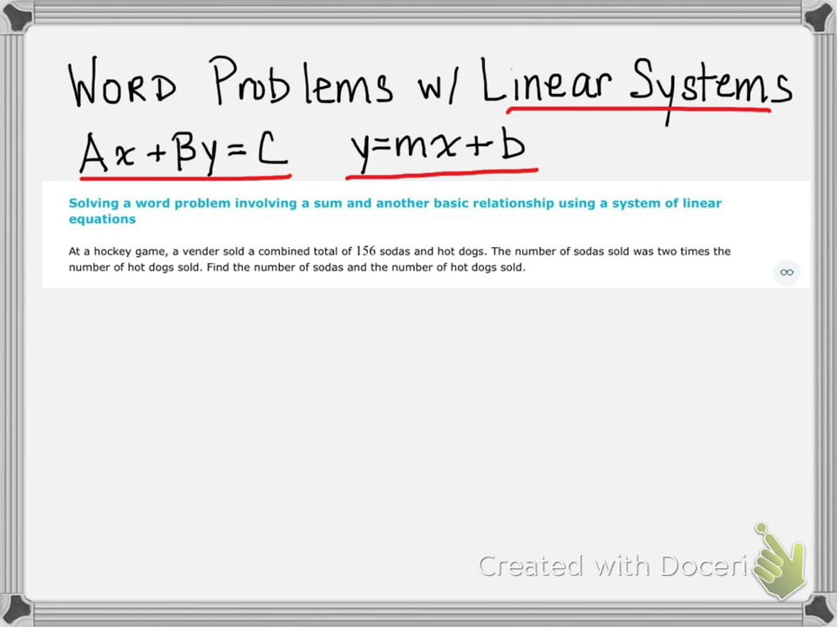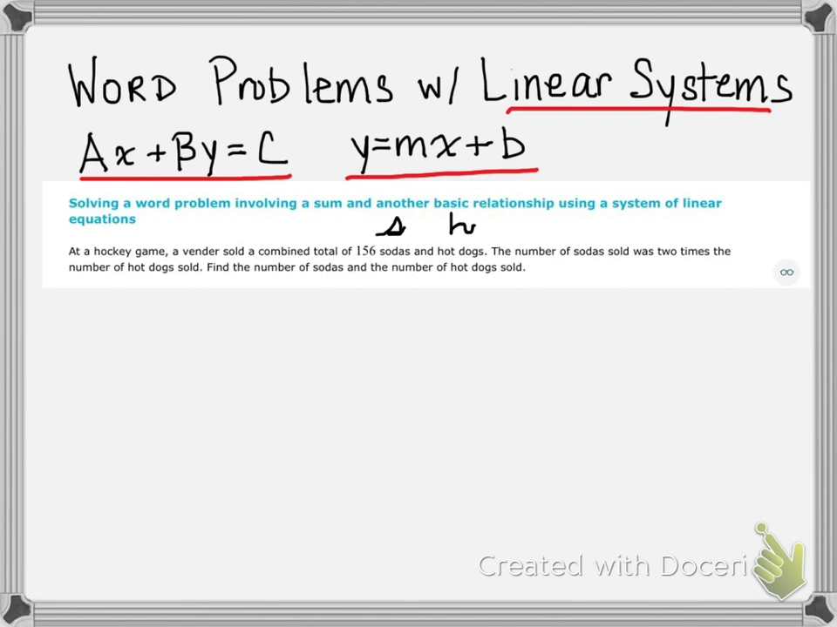Taking the first one, we've got this hockey game where a vendor sold a combined total of 156 sodas and hot dogs. So right there, when I see sodas and hot dogs, I'm wondering if those are my variables. Because remember, when we're talking about a linear system and we have a linear equation, we're going to want two variables. We're going to want an x and a y. But of course, we don't have to use x and y. We can use whatever variables are convenient or relevant to the context of the problem that we're working on.